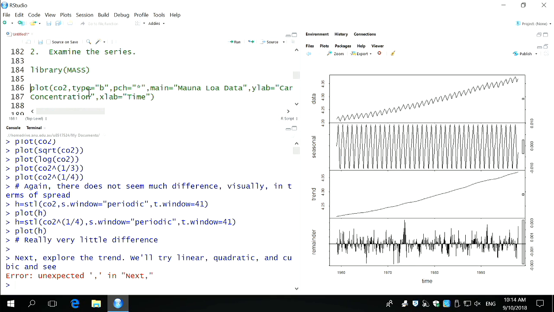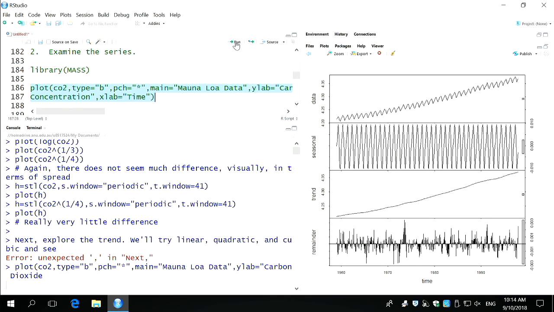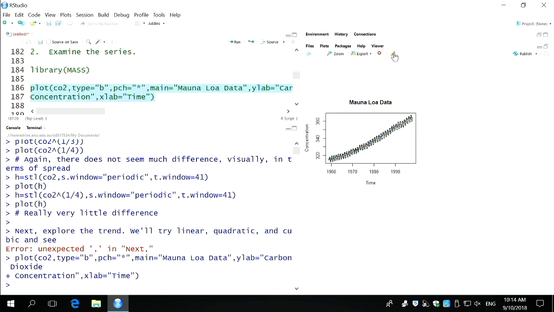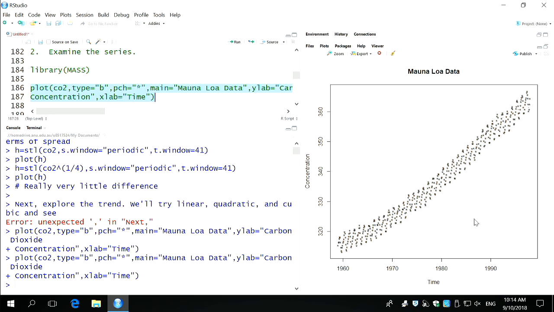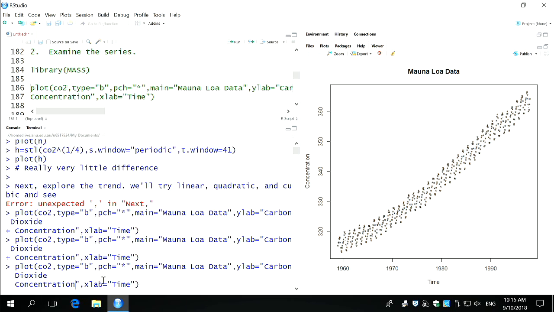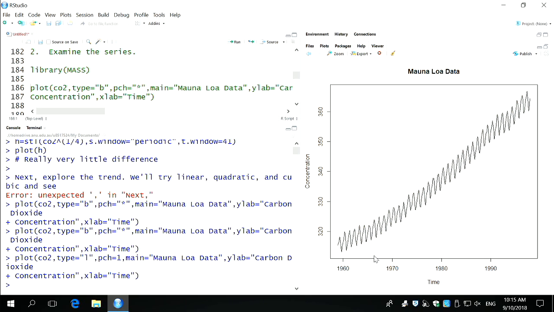Okay, so I just want to show you a simple plot here. I'm going to have to do this. Did I ever tell you I hate R? Okay. There's my... Why did it ignore type equals B? It's supposed to join the dots when I use type equals B. Goodness me. All right, I'll do it this way. Use type equals L. Okay, there's my original series.